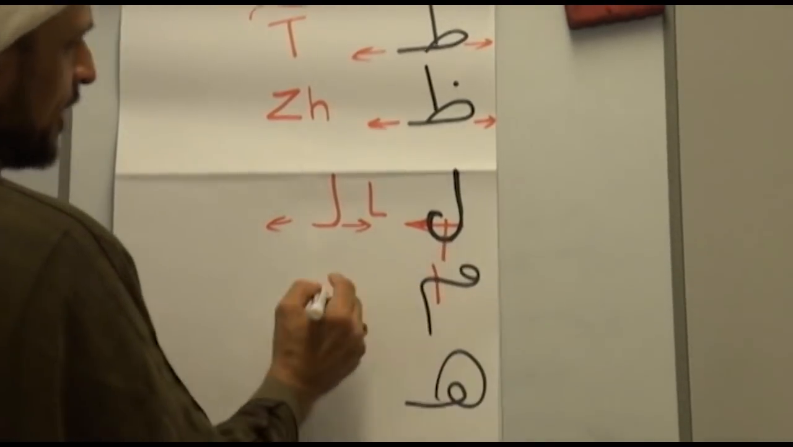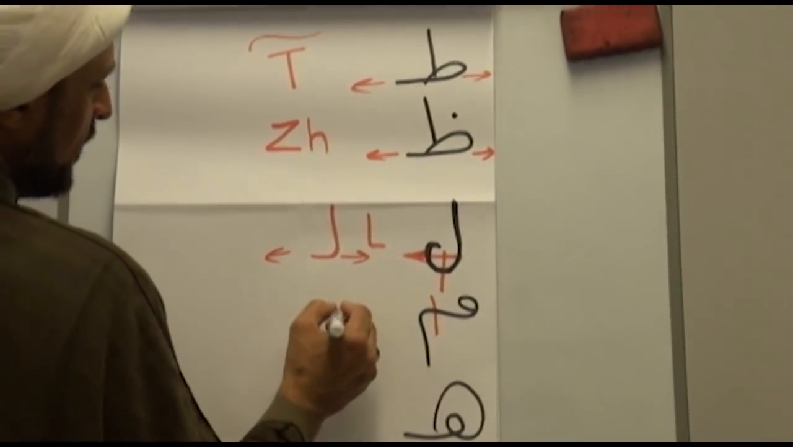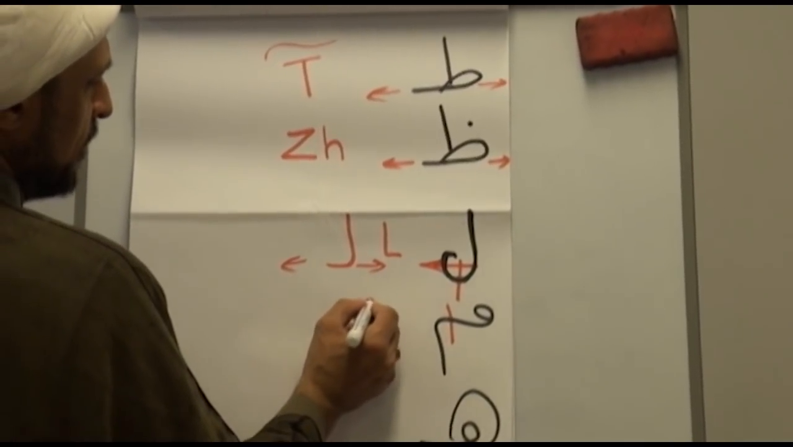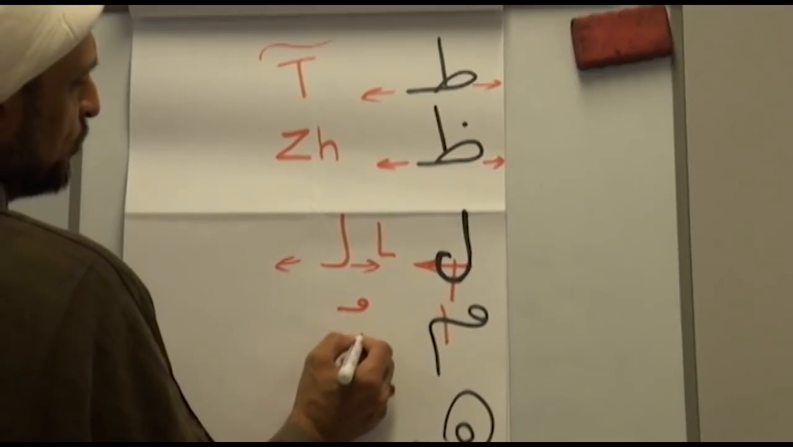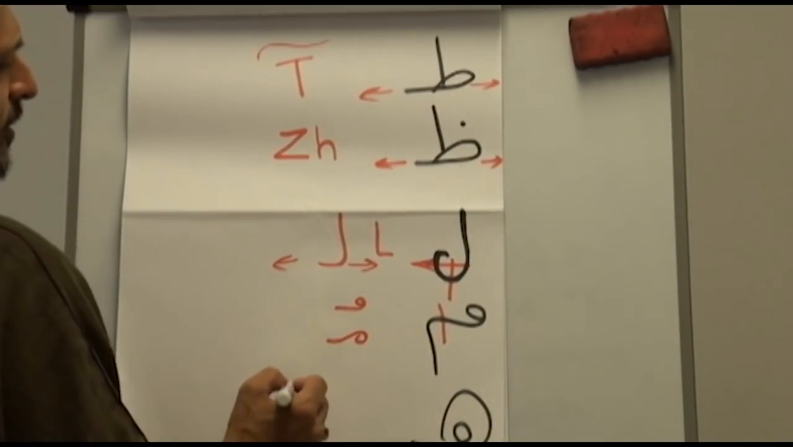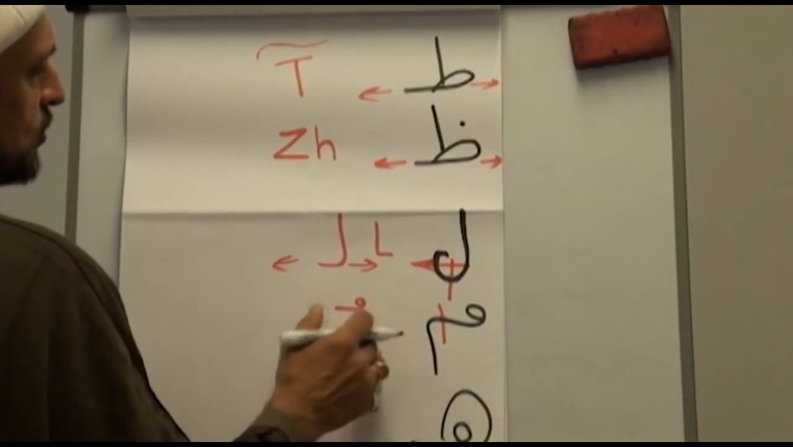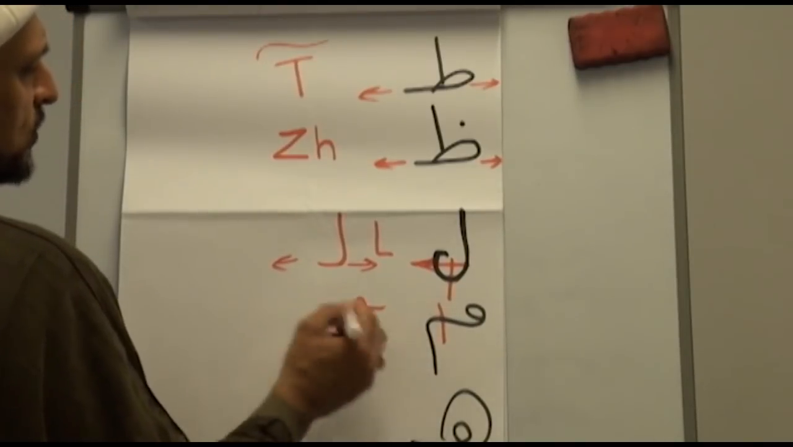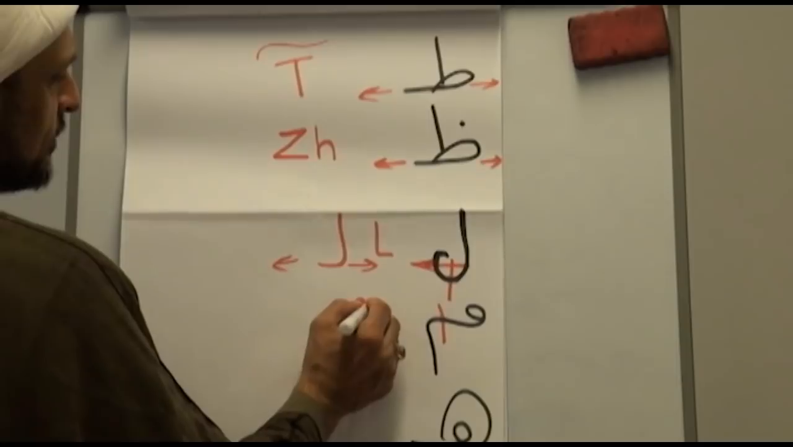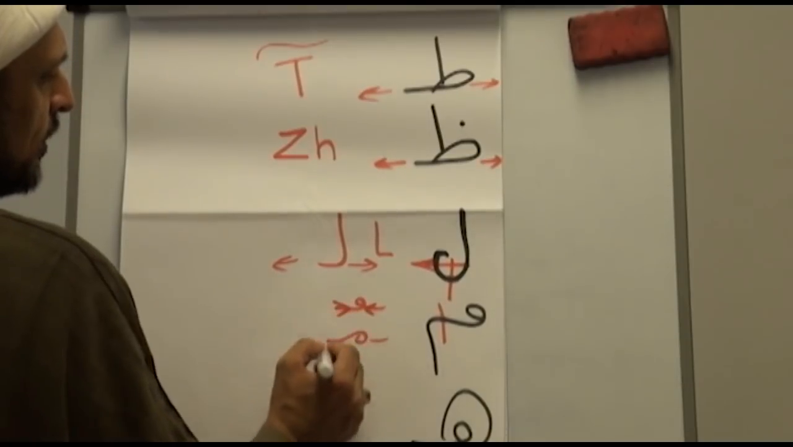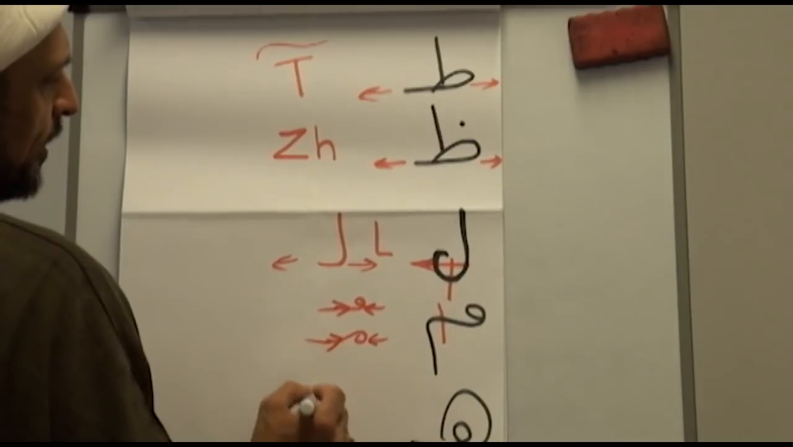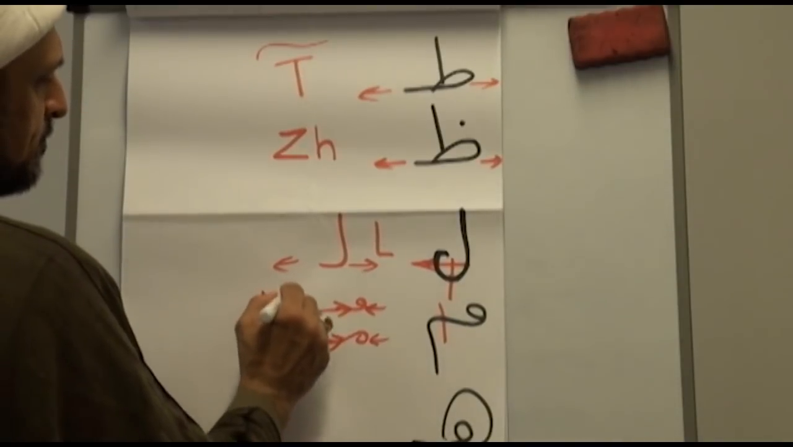Meem, you cut the tail and you twist it upside down. Sometimes they write it just like this. So you can write meem like this, and you can write meem like this, but it's without any dots. It's just cut the tail. And it gets connected from this side and from that side, both sides. And then this is like an M.